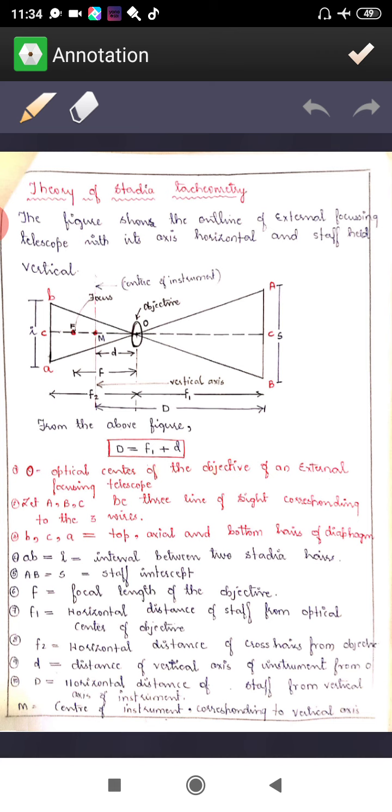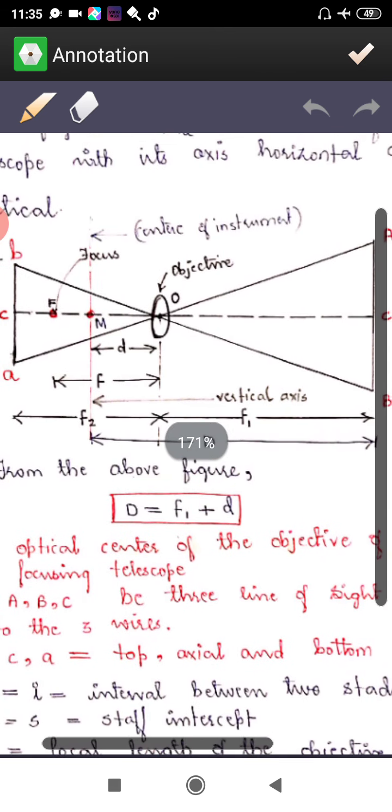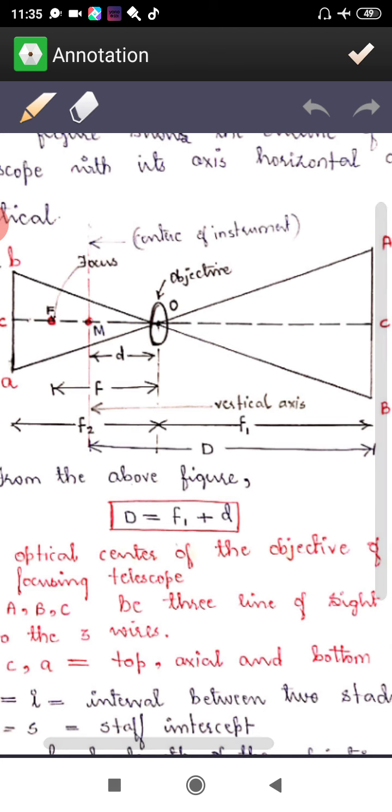Here we are going to determine D, that is the distance between the instrument station and the object, and that we are going to determine based on the focal length, the interval between the two stadia hairs, the staff intercept, and the distance of the vertical axis. By using all these things, we are going to determine the distance between the instrument and that object. Now if you zoom this figure, you can see what things we are going to see here. I'll try to show you.